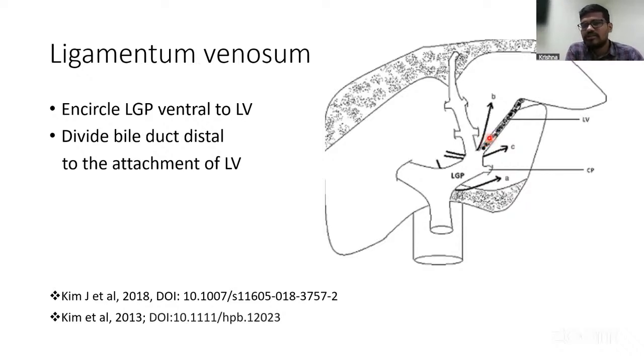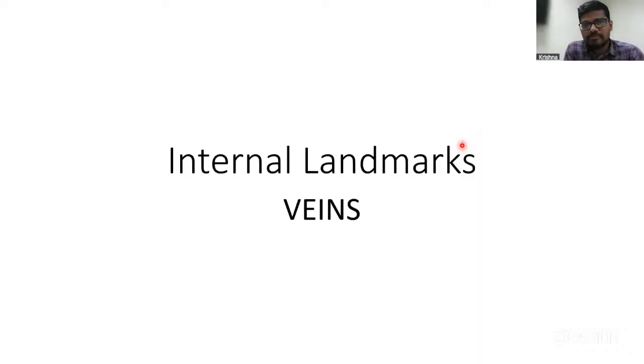caudally towards the ligamentum venosum, so that we account for any abnormal biliary anatomy. Most commonly we are worried about a right anterior sector duct joining the left duct, or a right posterior sector biliary duct joining the left duct. So if we divide the Glissonian pedicle somewhere above the level of the ligamentum venosum, we will be able to safely avoid a bile duct injury to the right aberrant duct.